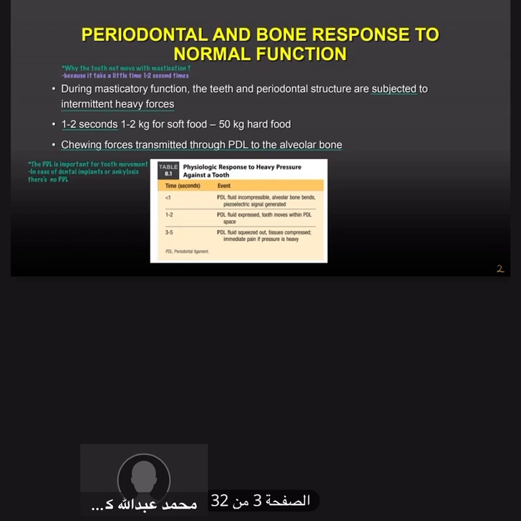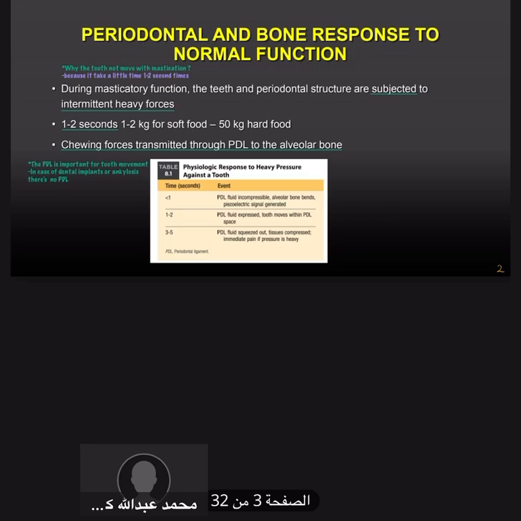Periodontium and bone respond to normal function. That's why the tooth does not move during mastication. Even during mastication, we apply forces on the teeth, but the teeth do not move. Why? During masticatory function, the teeth and the periodontal structures are subjected to intermittent heavy forces. This is the basic cause, right?